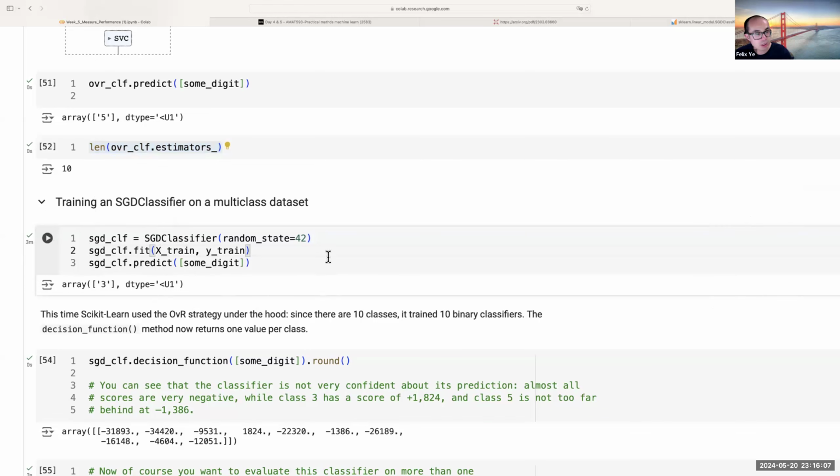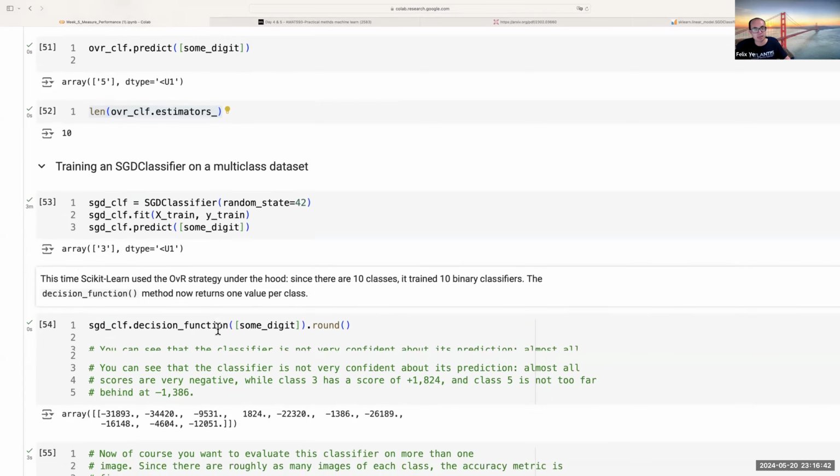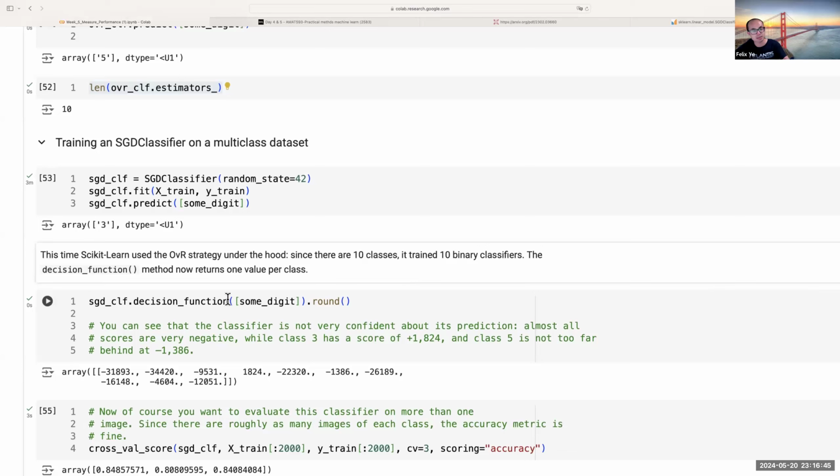So basically, you can train an SGD classifier directly on the multi-class problem. But of course, by default, I think they are using one versus rest in the SVM. I think it's one versus one in this case. So sorry, it's one versus rest in this case. Yeah, so this is actually using the one versus rest strategy here. You are training these 10 binary classifiers, and these decision functions actually return one value per class.